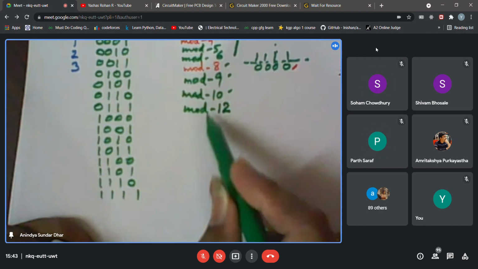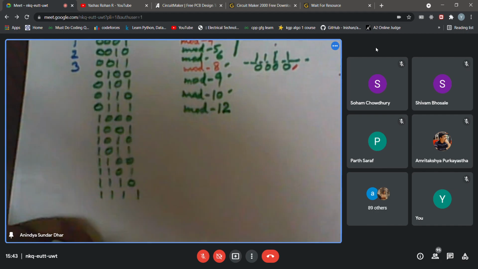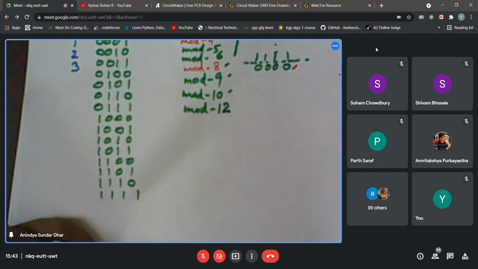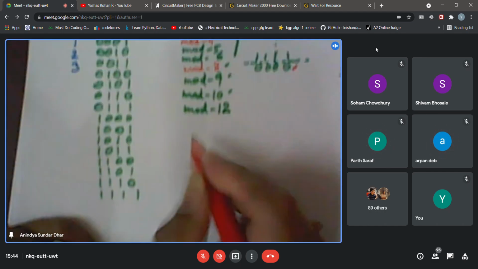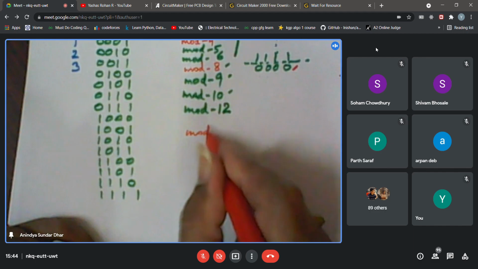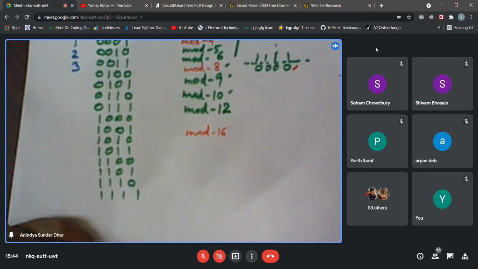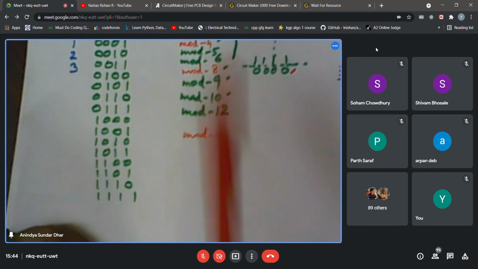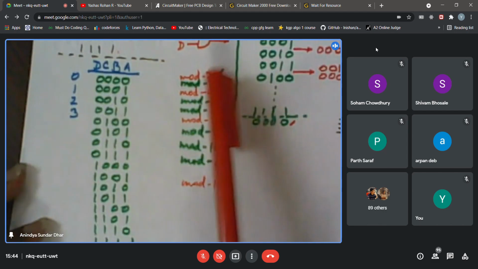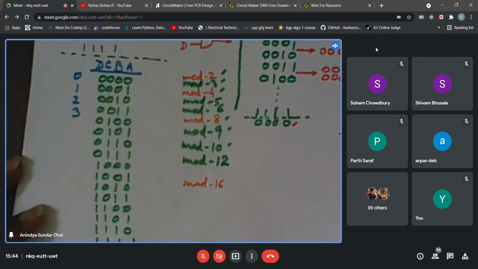Any other modulo like 13, 14, 15, can I realize? No, sir. Without adding an extra component, I cannot. And the counter itself is modulo 16. So I think this writing is needless. Okay, I can have modulo 16 also. Modulo 1, does it have any meaning? Because I started writing with modulo 2, it just came to my mind whether I should include modulo 1. Is it trivial or is it meaningless?